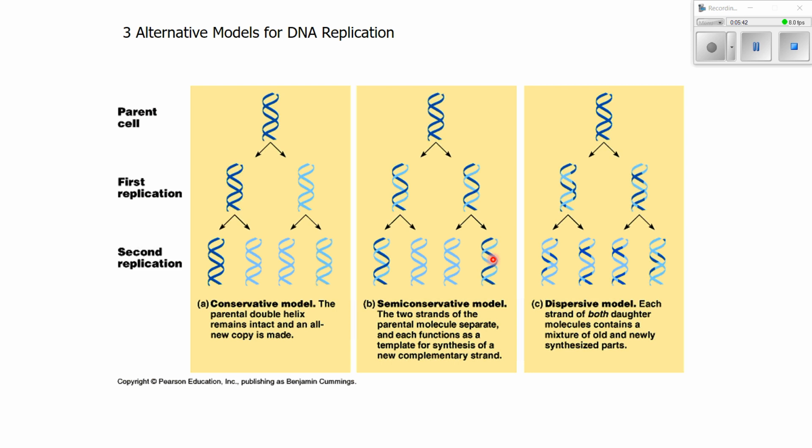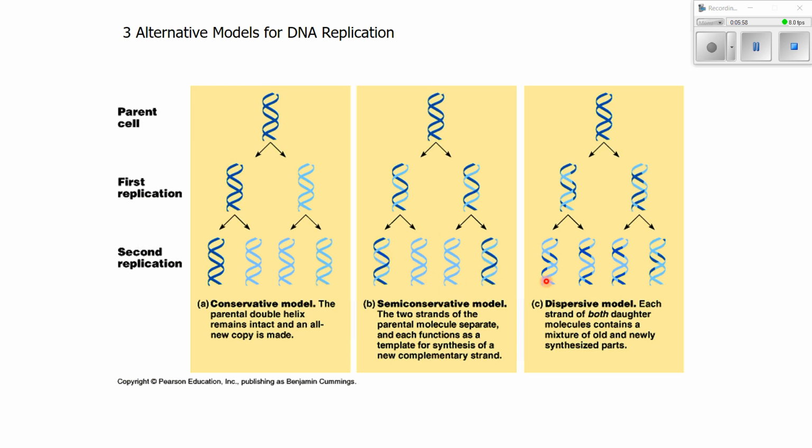So based on the semi-conservative model, if you copy the DNA once and then twice, you'll get 4 DNA molecules. 2 of them will look like this. They'll be half old, half new, and then 2 of them will be completely new.